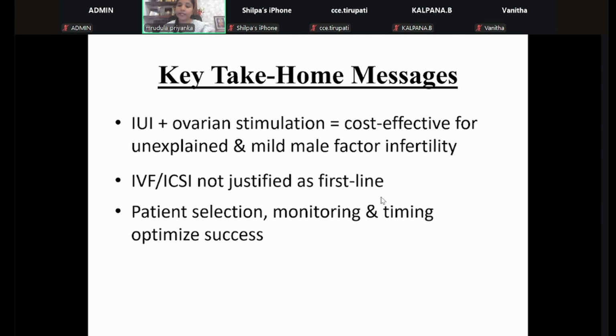Then key take-home messages. IUI plus ovarian stimulation is cost-effective for unexplained and mild male factor infertility. IVF is not justified as first line. Patient selection, monitoring, and timing will increase the success rates.